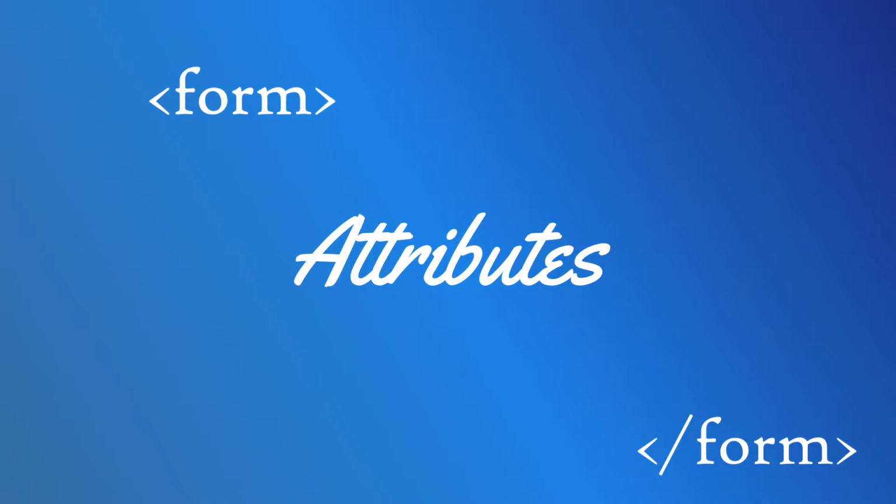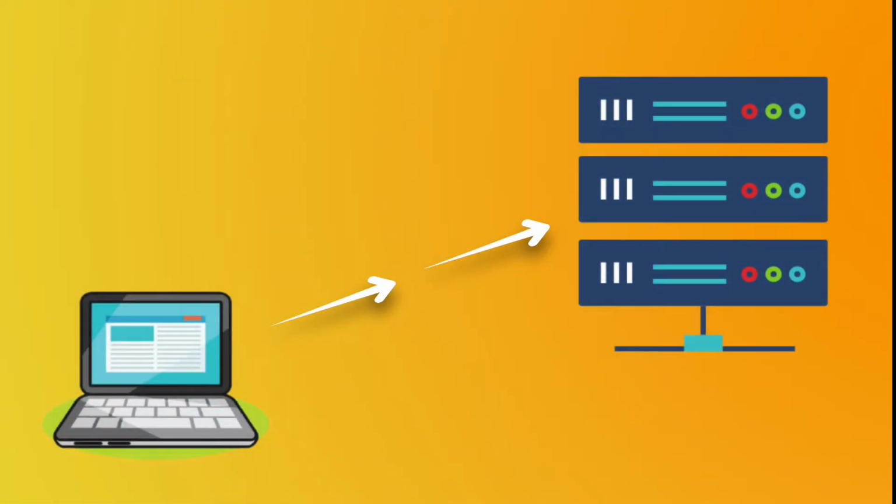To create a form, we use the form tag, obviously, and in that we have some attributes: method and action. Method is the way of sending the information which we give in the form to the server. We have two methods in that, get and post. We'll be discussing that in the server videos.